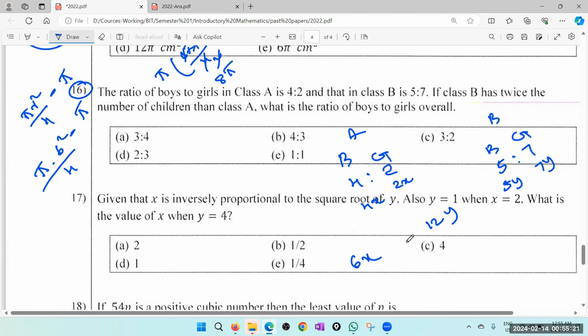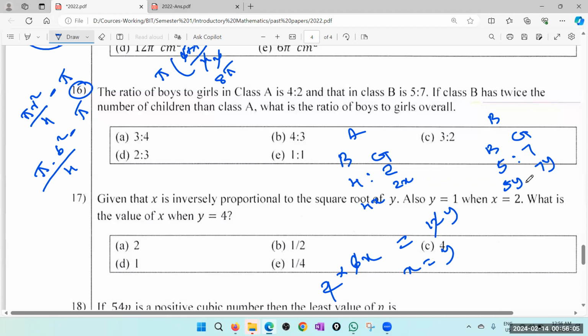So therefore we can write this is twice this one. So the total number multiplied by 2 is the total number here. That is what is meant by B has twice the number of students as A. So therefore I have now 6 into 2 is 12. That means x equals y. Okay, x equals y. So therefore, I can write it as 4 to 2 and 5 to 7.